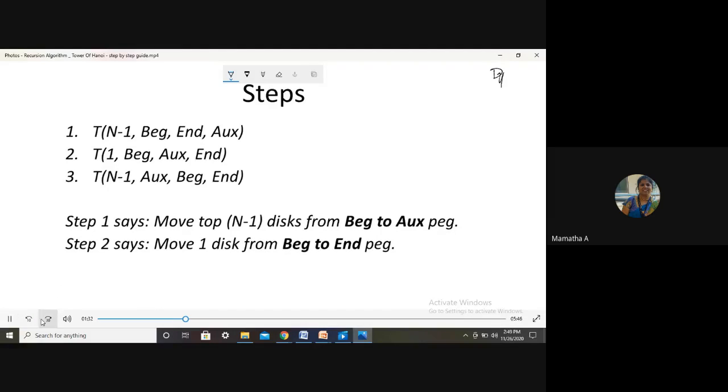Isn't it? And what is step 3 telling you, students? What does step 3 tell? Can anybody tell? Step 3 says what? Move n minus 1 disks from auxiliary to end. Auxiliary to where? End. End using beg, right? So move the top n minus 1 disks again from aux to the end peg, right?